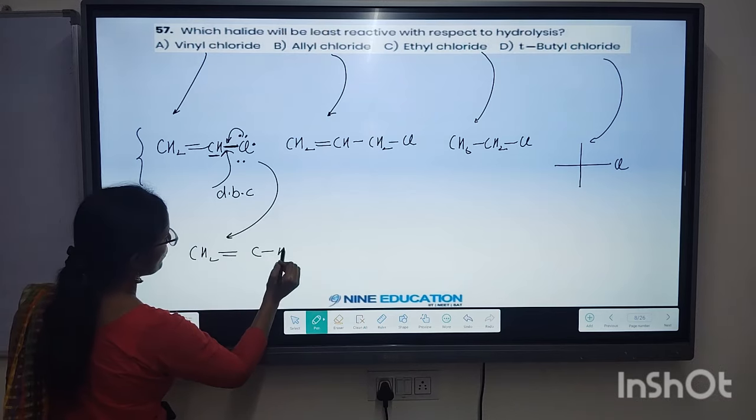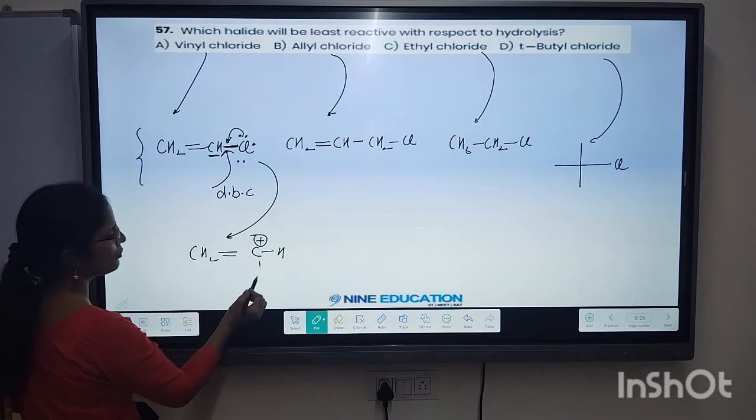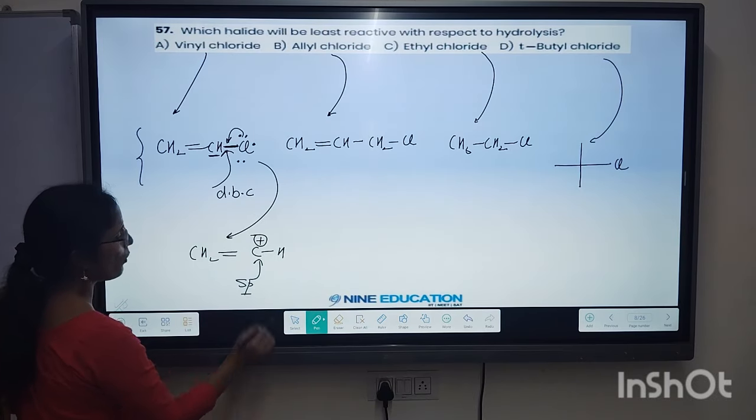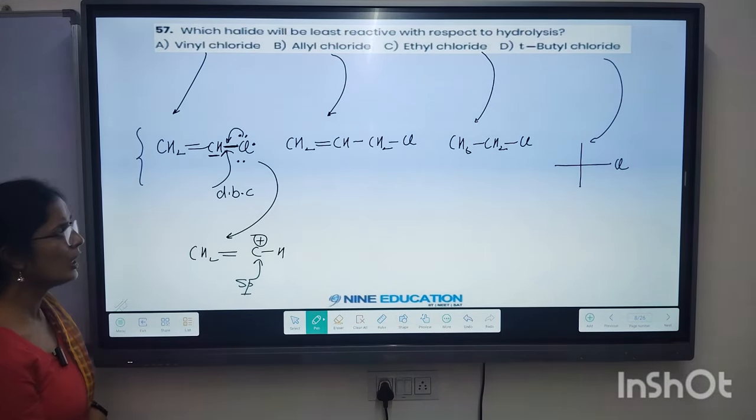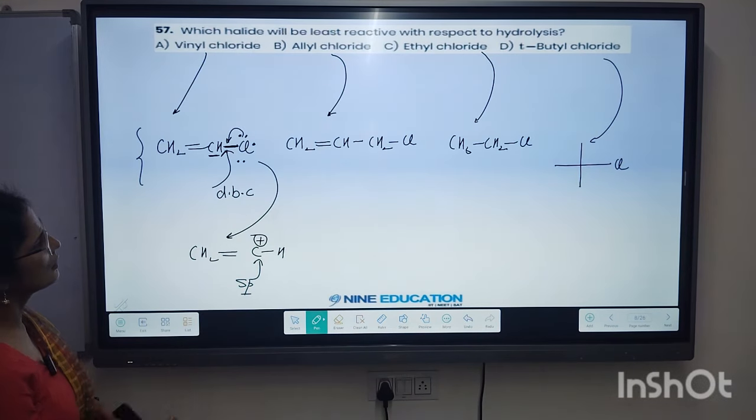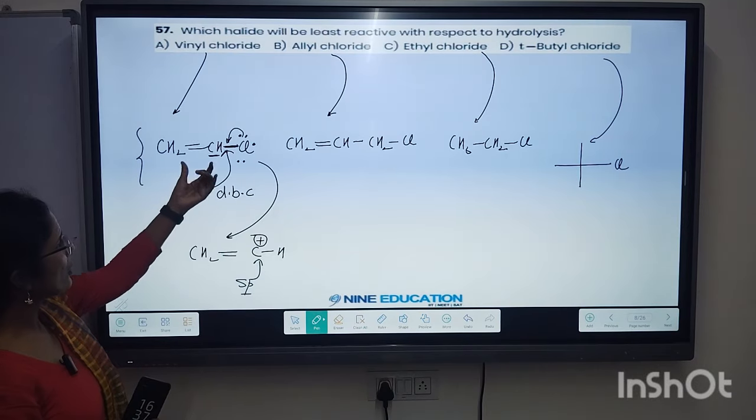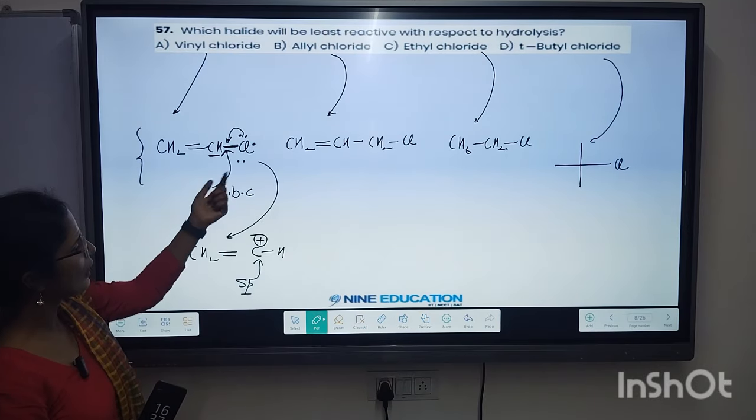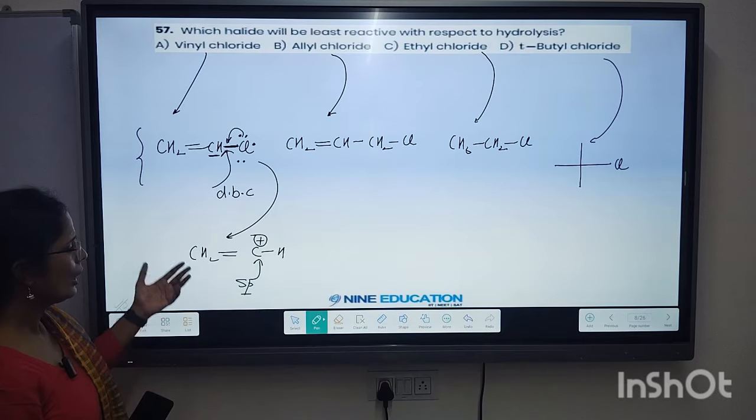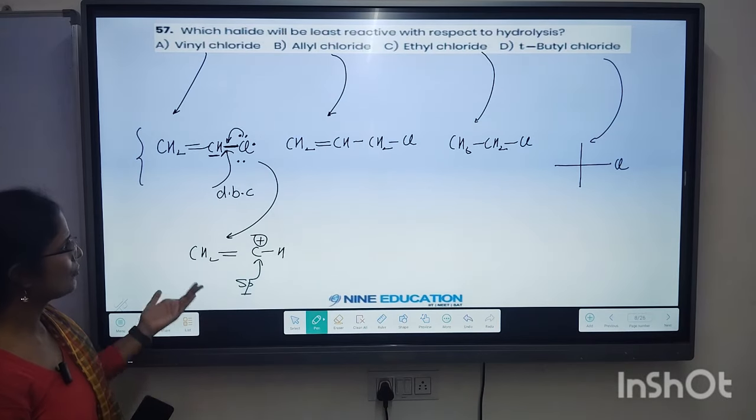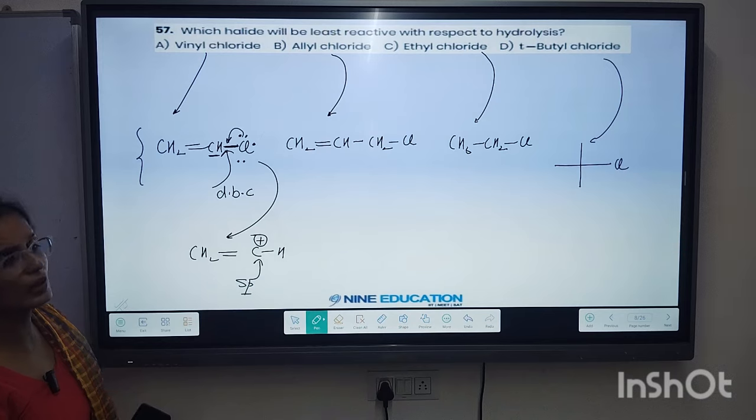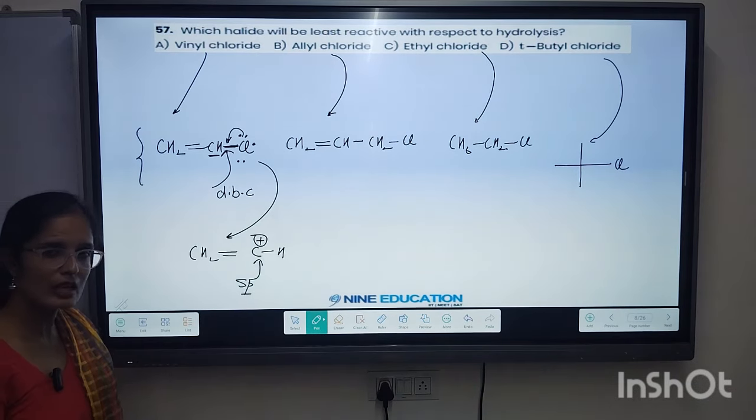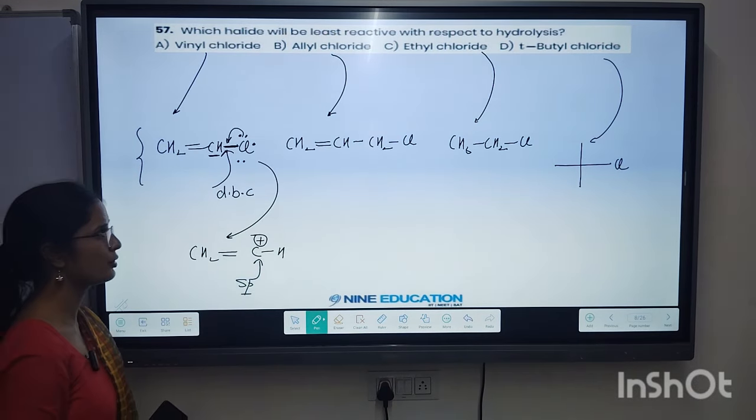Also, suppose this vinyl chloride gave SN1 kind of substitution. Then it would make the carbon positive, and this carbon is sp carbon. An sp carbon bearing a positive charge would be very unstable. So because of the double bond character of this carbon-chlorine bond, and because it can't give SN1 type of reaction, vinyl chlorides are less reactive towards nucleophilic substitution.